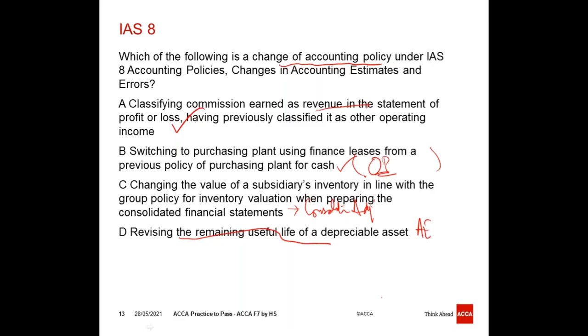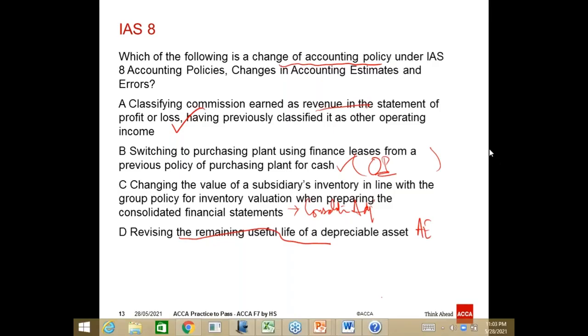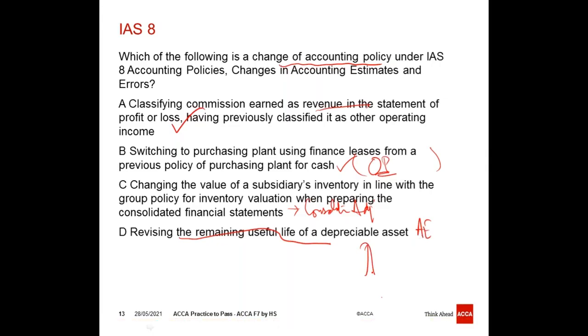previously you were recording the commission income in the operating income. Now you are going to record this income as your revenue. So this is actually a change in accounting policy, while AE means accounting estimates.